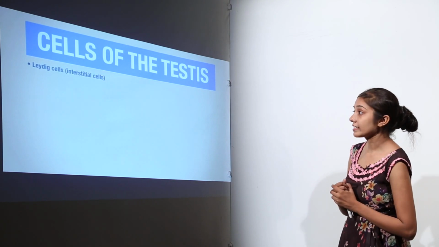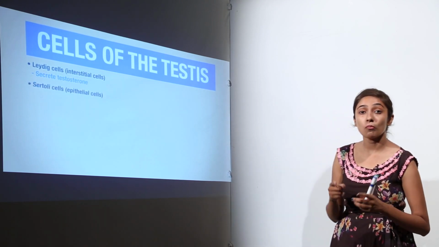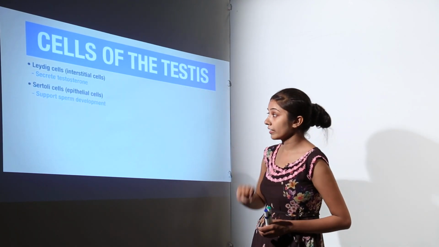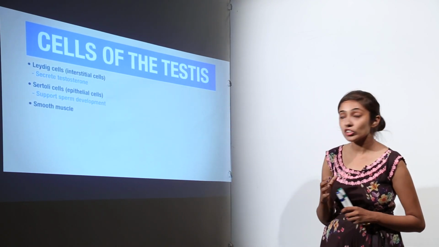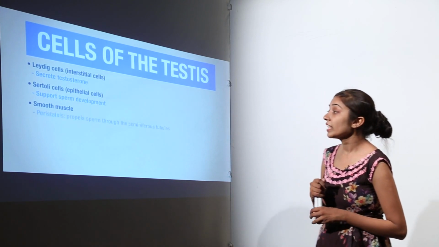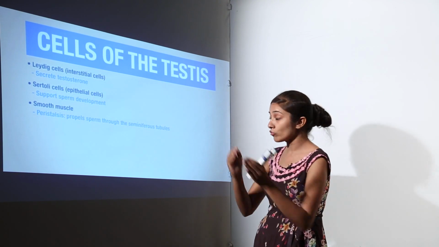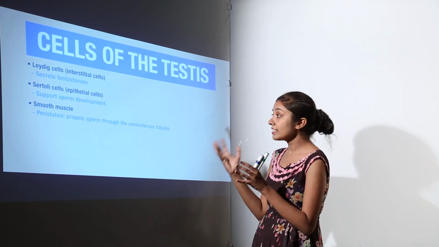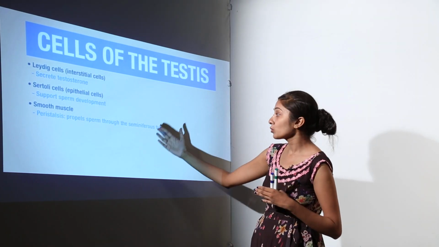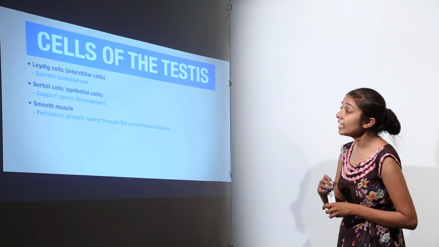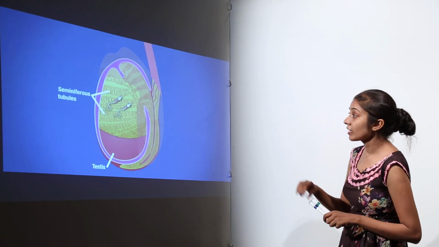So what are the cells of the testes? First of all, we have Leydig cells or interstitial cells. They secrete male sex hormone androgen, that is testosterone. Sertoli cells, they support sperm development, means they help in spermatogenesis. Smooth muscle cells, they help in very important thing, that is peristalsis, by which the sperms can go out from the seminiferous tubules. So peristalsis means contraction and relaxation by the muscle cells is there, which propels the sperms through the seminiferous tubules.